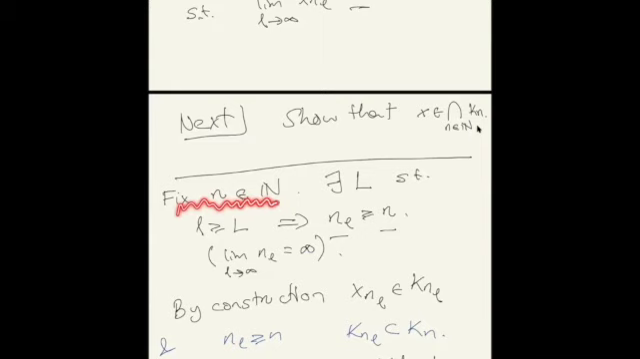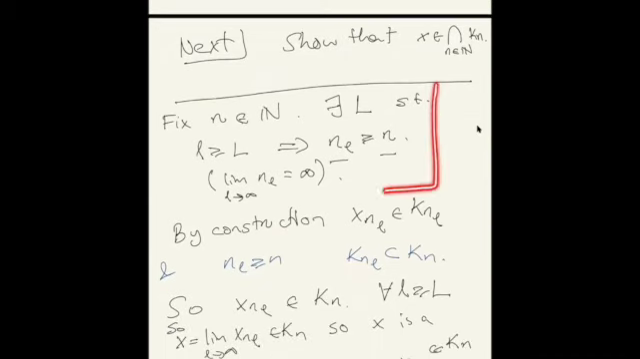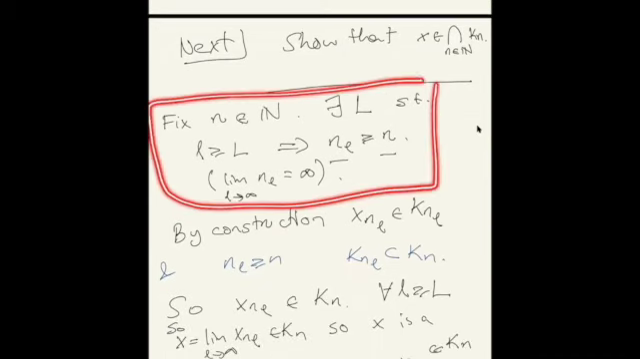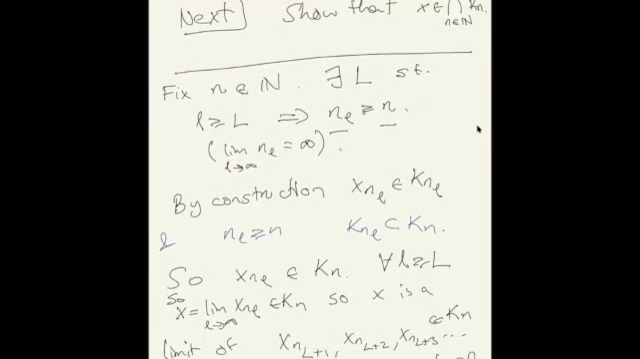So we fix an n. Now there exists an L such that once the indices are far enough, all the indices in the subsequence will be bigger than or equal to n. And why this is true is, well, the subsequence goes off to infinity. This kind of step is something you often use when you prove something about subsequences, so that's good to memorize, that you often need to write that out.